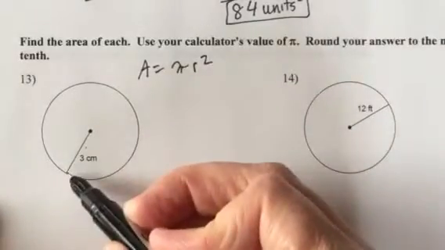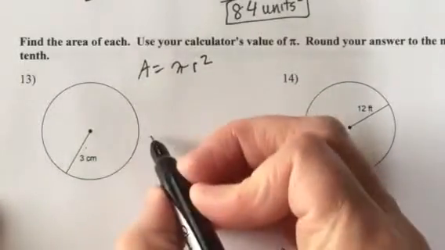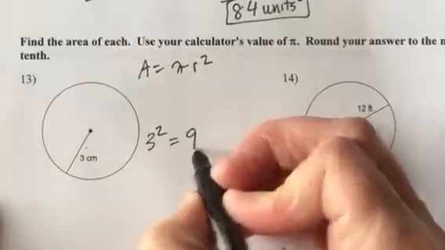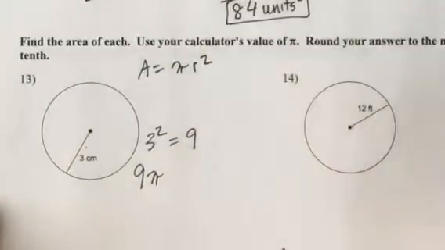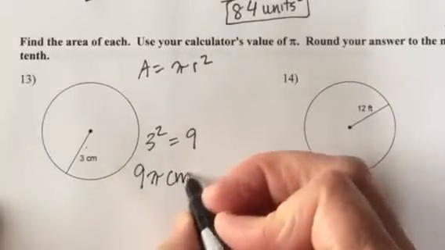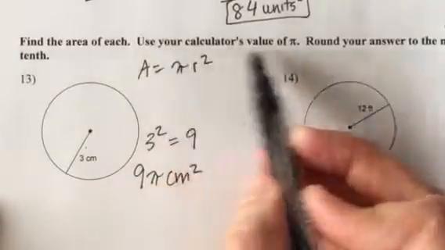So in this case, they gave us a radius of 3. So I'm going to take 3 and square it. That gives me 9. And so I just multiply that by pi. And this is an exact answer, 9 pi square centimeters. However, they told us to use our calculator and round, so I'm going to do that.